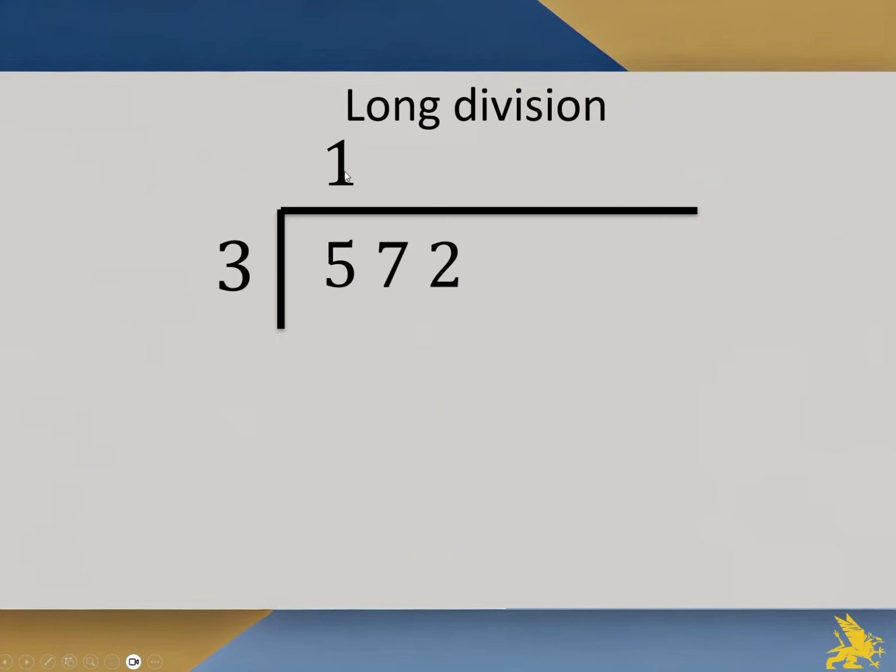So then I need to go the opposite way. How much have I shared? Each person got 1. I have 3 people. 1 times 3 is 3. So I've shared 3. So I take away what I've shared. So 5 take away 3 is 2. And then I pull down my next term, or in this case, my next value, which is 7. So now I've got 27.